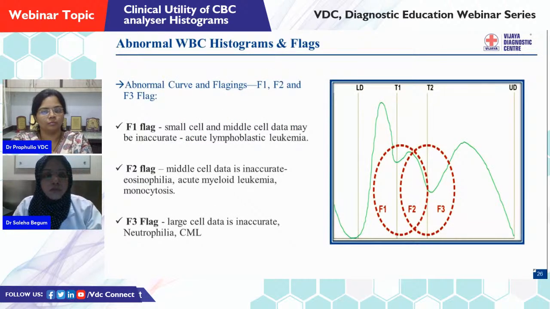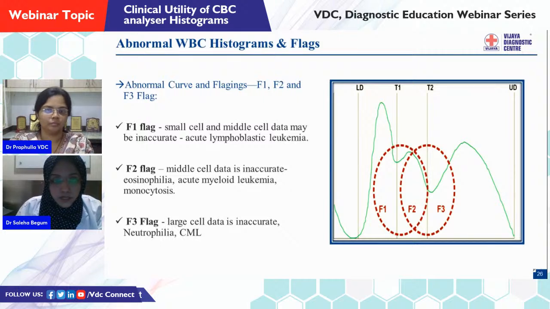Coming to this version of the histogram, here you can see three flags, F1, F2 and F3 flagging. F1 flagging: the small and mid cell data may be inaccurate. The machine is able to place the discriminator, but it still gives us a flag for review, to give us an indication that this data is calculated but may be inaccurate depending upon the morphology, as in cases of acute lymphoblastic leukemia.